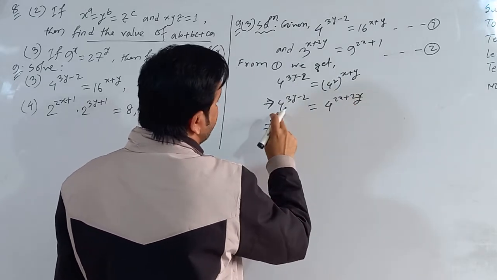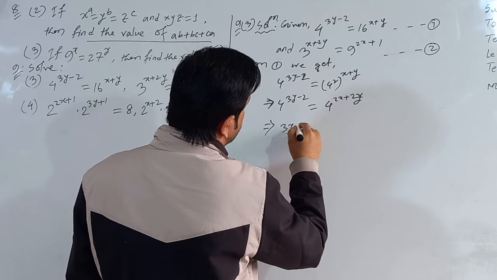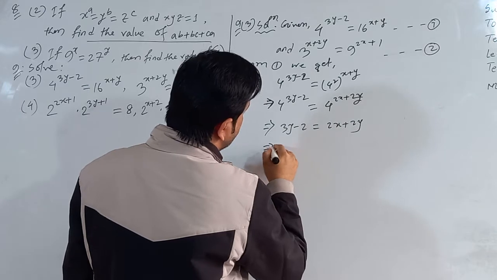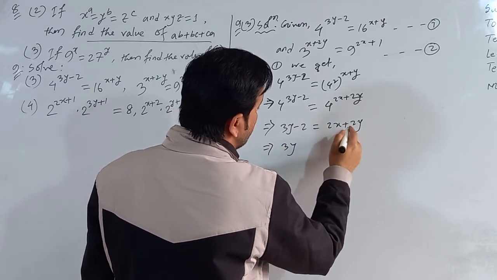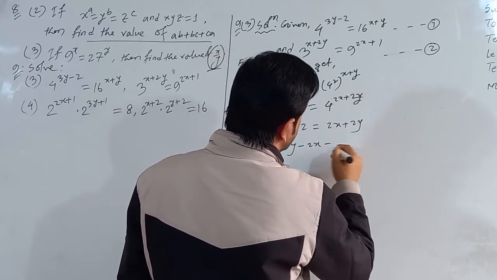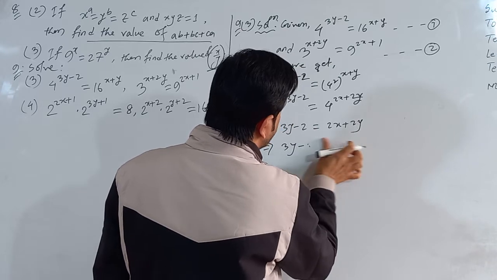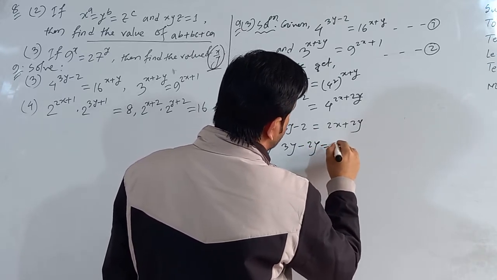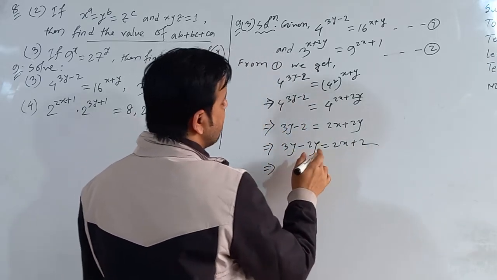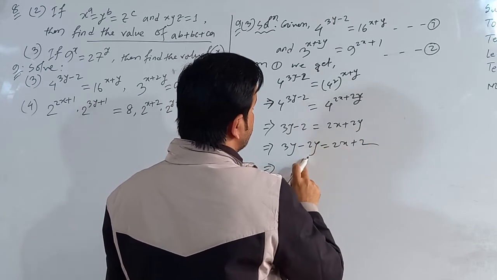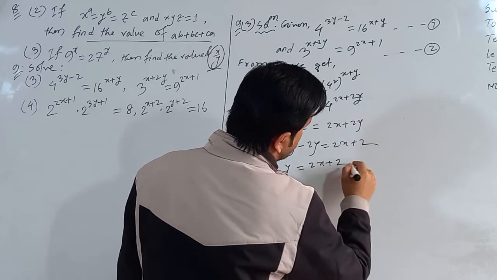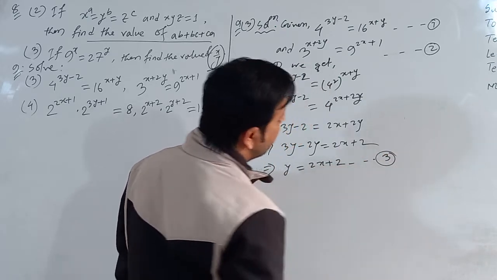Now as bases are same, we can write indices are same, that is 3y minus 2 equal to 2x plus 2y. So we can take 2y to the left side, minus 2y, that is equal to 2x plus 2. Now if we subtract this, we have moved this 2y to the left side. Now here will be only y, that is equal to 2x plus 2. This is equation 3.